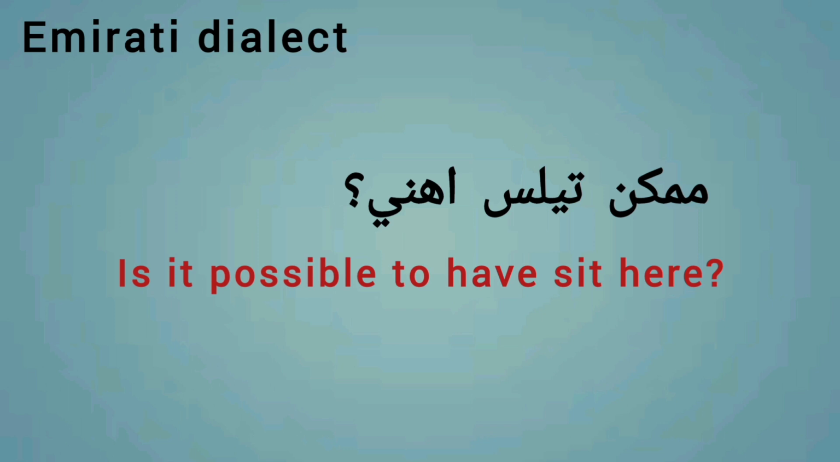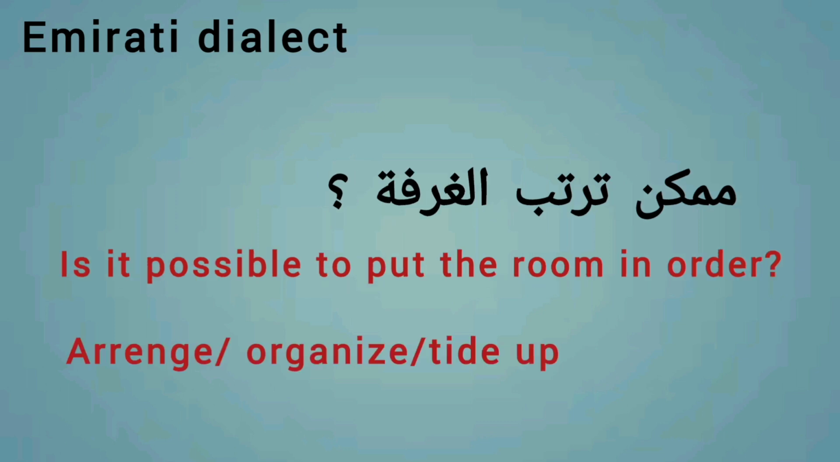ممكن تجلس إهني. Is it possible to have a seat here? ممكن means possible. تجلس means you sit. And إهني means here. And for female we say ممكن تجلسين إهني.